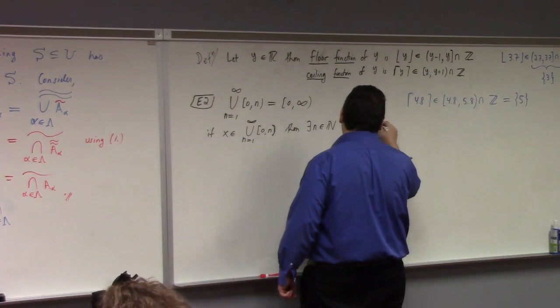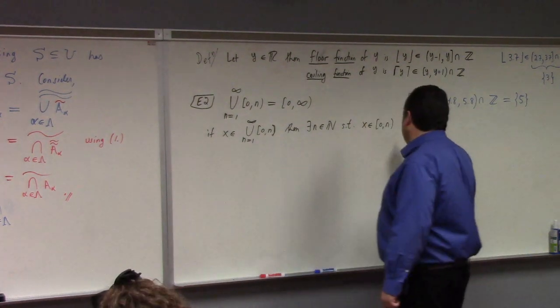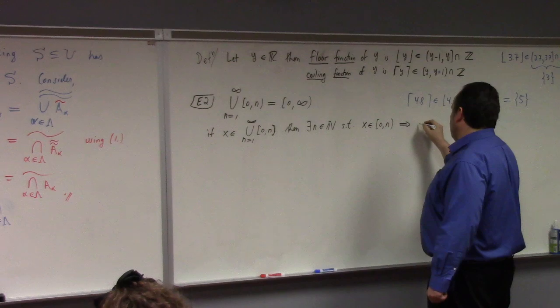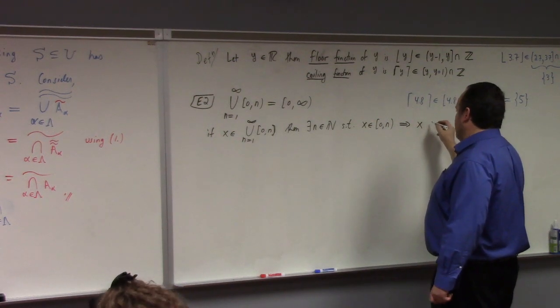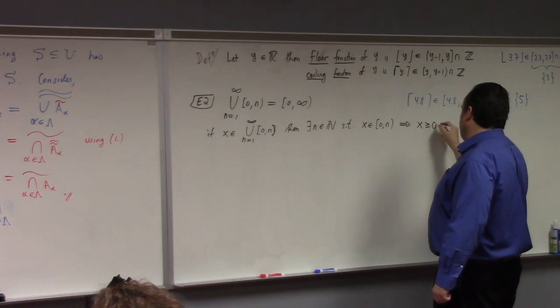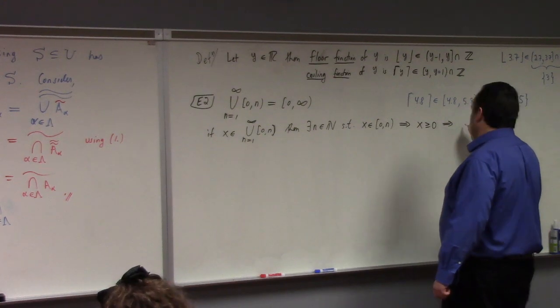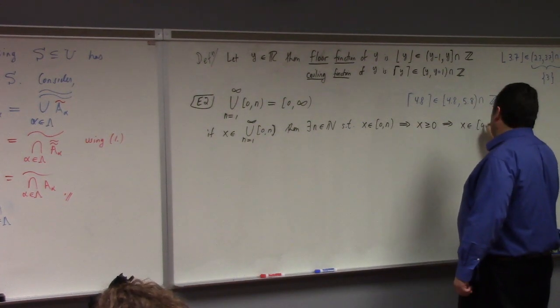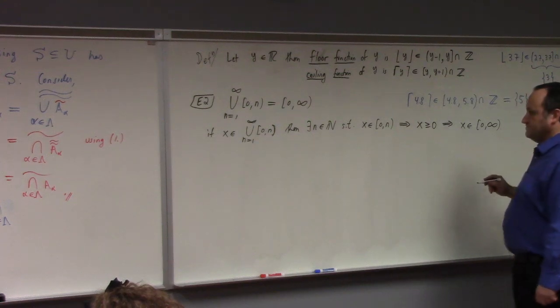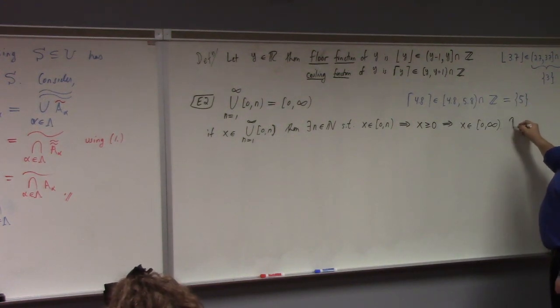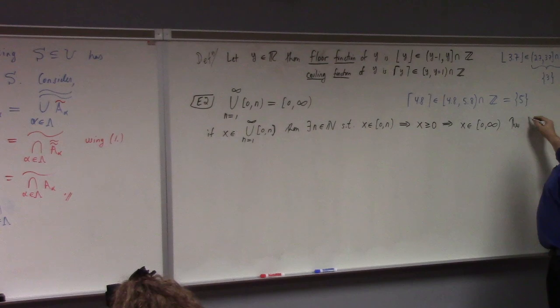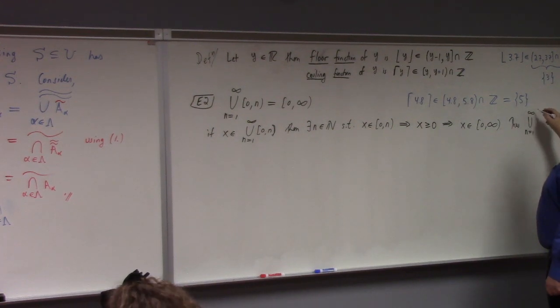x is an element of [0, n], right? Which implies that x is greater than or equal to 0, which implies that x is an element of [0, infinity), right? Thus, the union from n equals 1 to infinity of [0, n] is a subset of [0, infinity).